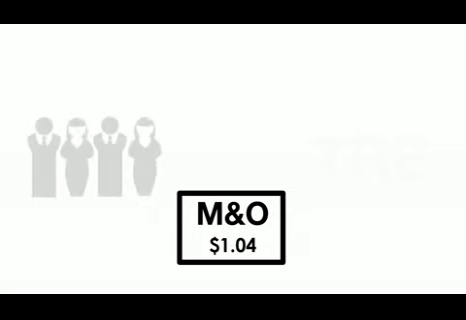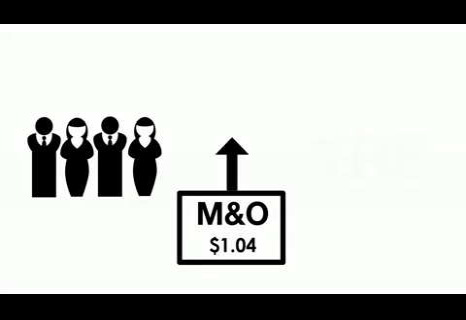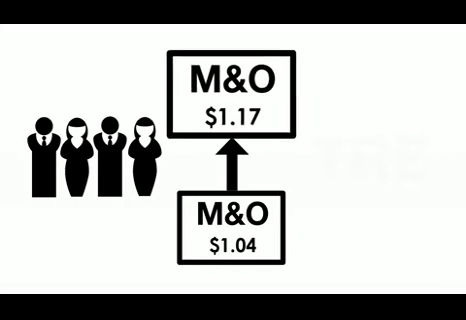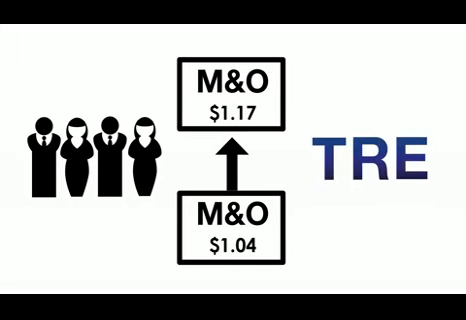If a school district wants to raise their maintenance and operations tax rate over $1.04, the state of Texas requires voter approval. By law, the maximum tax rate on the M&O side is $1.17. That's where the TRE comes in.